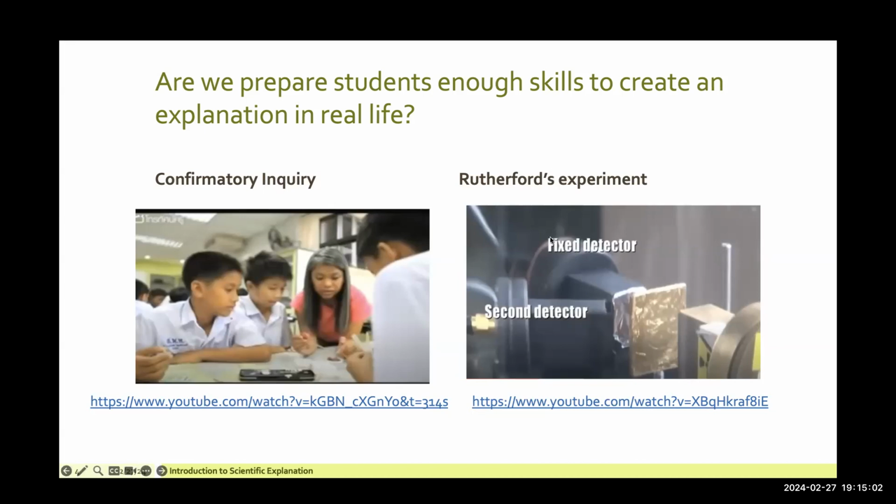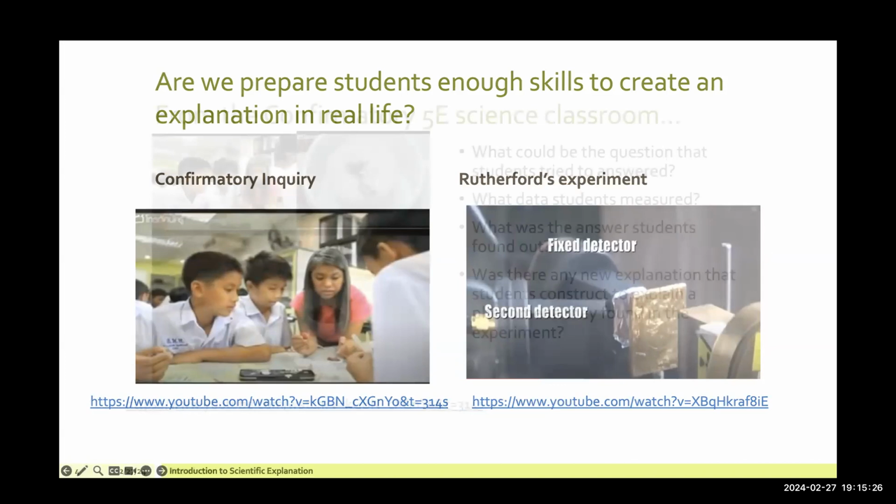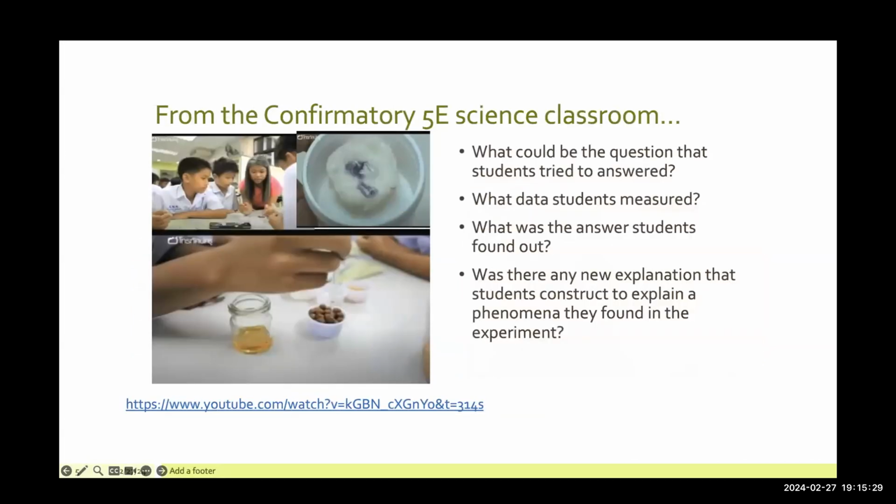Another one is the Rutherford experiment. In this one, what Rutherford thought and did in order to come up with his explanation about the atoms. After watching these two videos, I have questions for you to answer. Let me overview the questions first, and then I will show you the activity sheet that you and your group will answer.